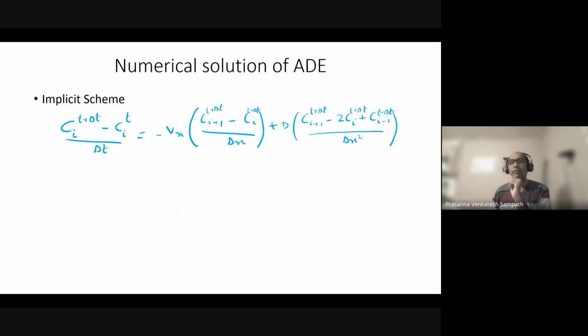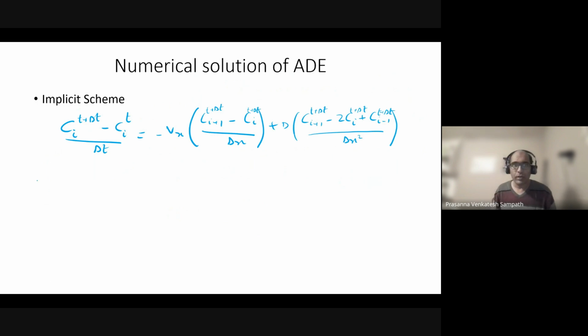Okay, what I'll do is collect all the t plus delta t terms on the left hand side, and there's only one other term which doesn't have t plus delta t, which is the Ci at t. This term, which is currently on the left hand side, I will move to the right hand side. Okay, so let me try doing that.